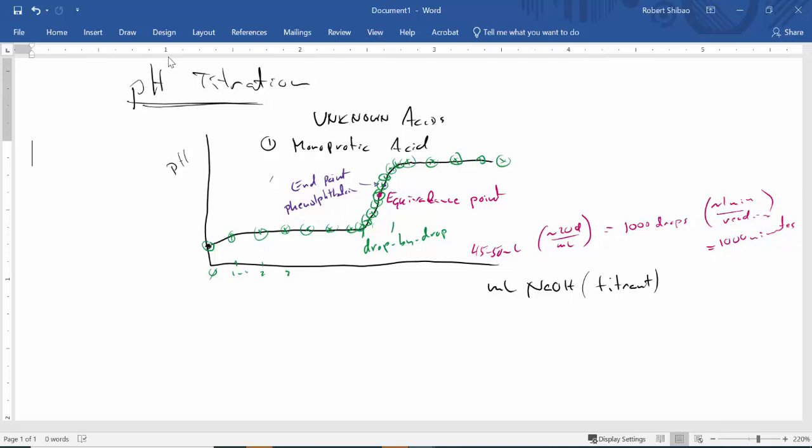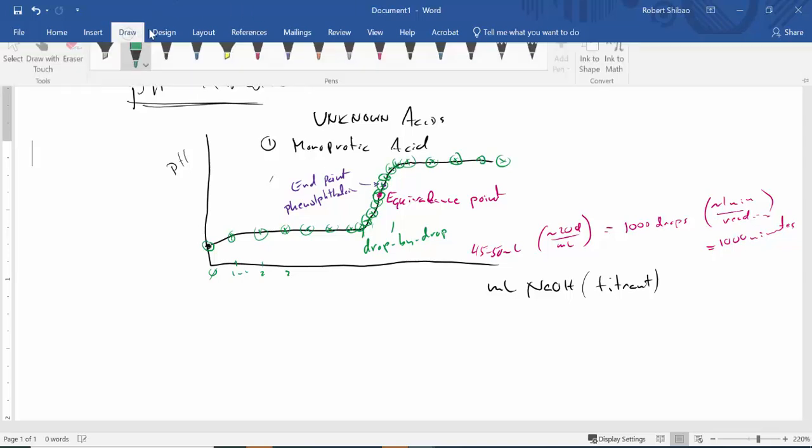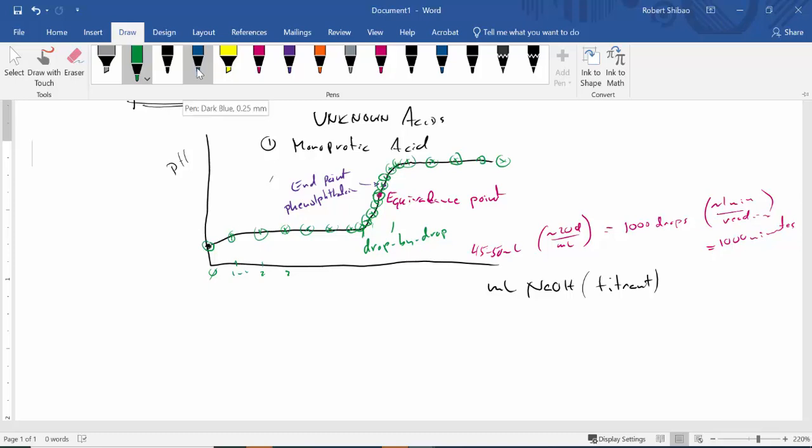But this is like going blind. When do you know you're going to hit it? It's like the board game Battleship, where you're just firing shots trying to see where it is, and the same thing happens with this. And so what we're going to do first to help us is a trial titration.